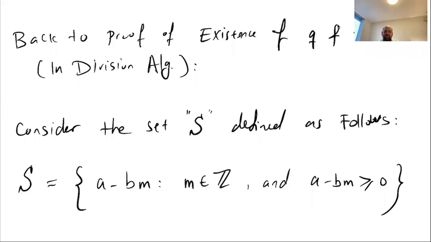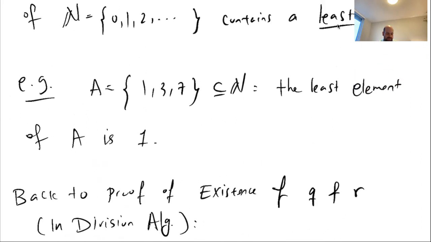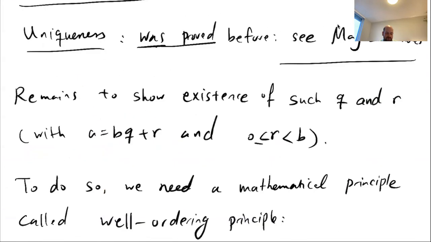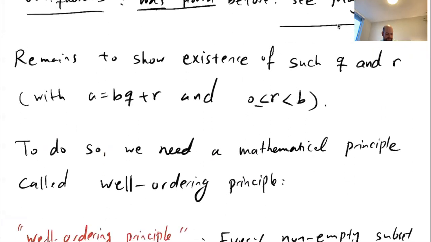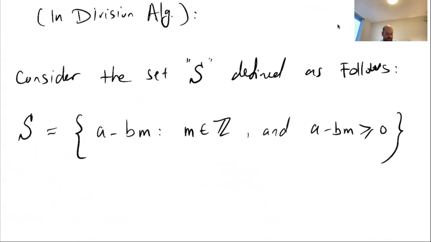Now, A and B are given. We are looking to find Q and R such that, remember, A is equal to BQ plus R and R bigger than or equal to 0, less than B. Now, I am saying that first consider all elements of the form A minus BM, where M is any integer in Z, and A minus BM is bigger than or equal to 0.